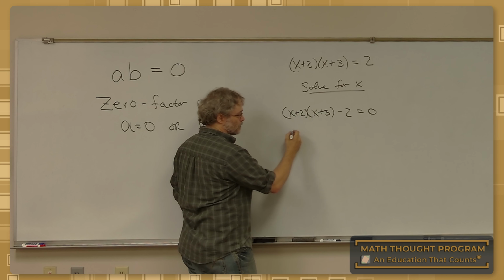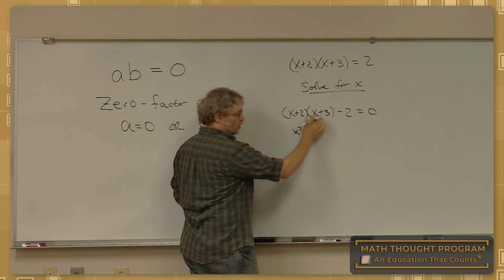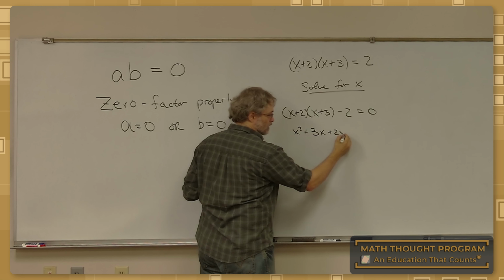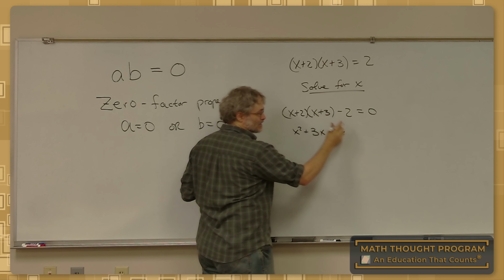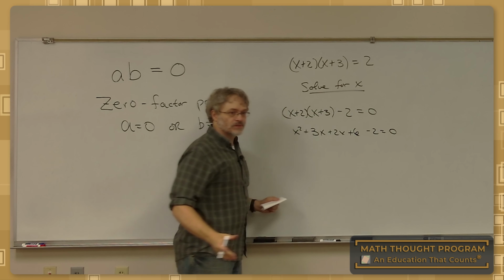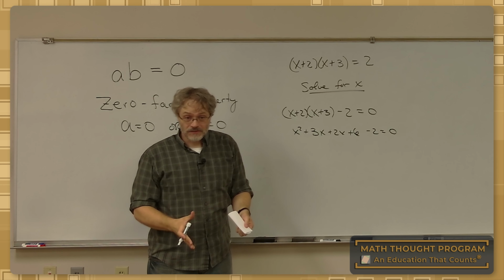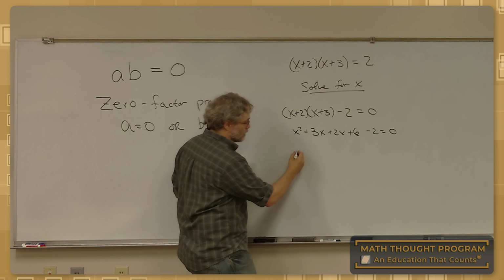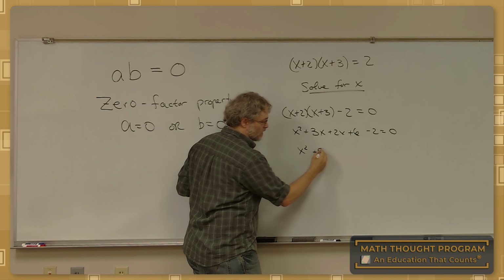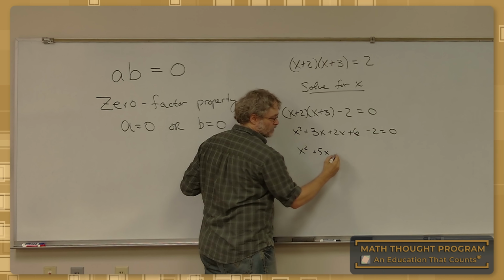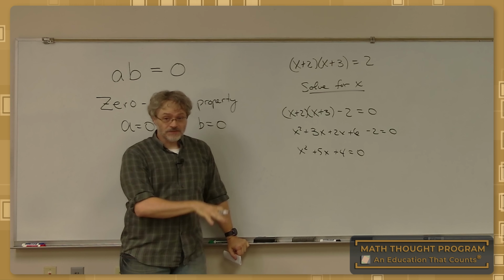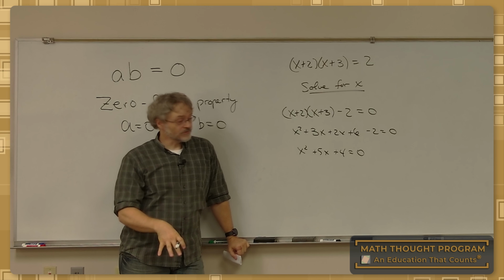So what I'm going to do is first expand out. I'll have x squared, then I'll have 3x, 2x, 6. Start collecting my like terms. x squared, 5x, 4. Now, everything's been reduced down, it's been simplified.